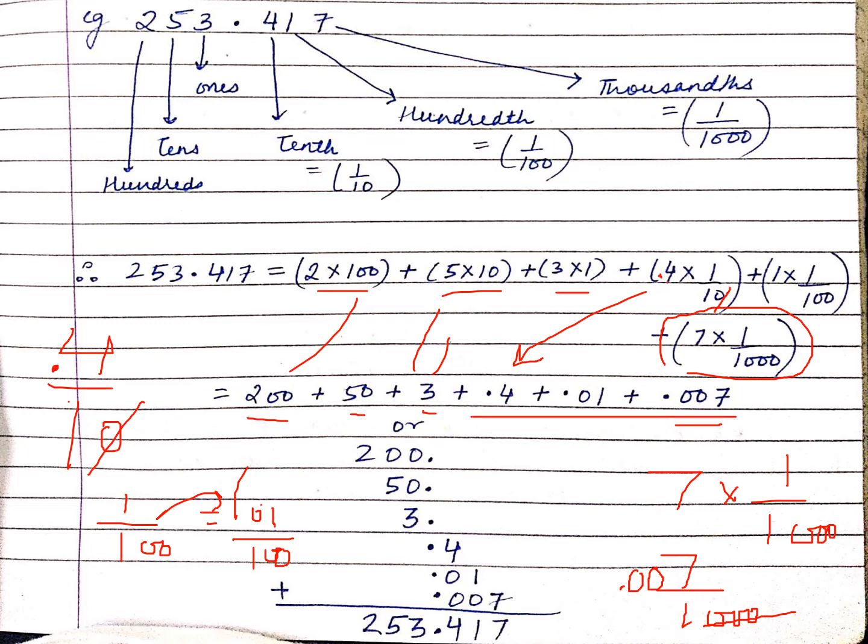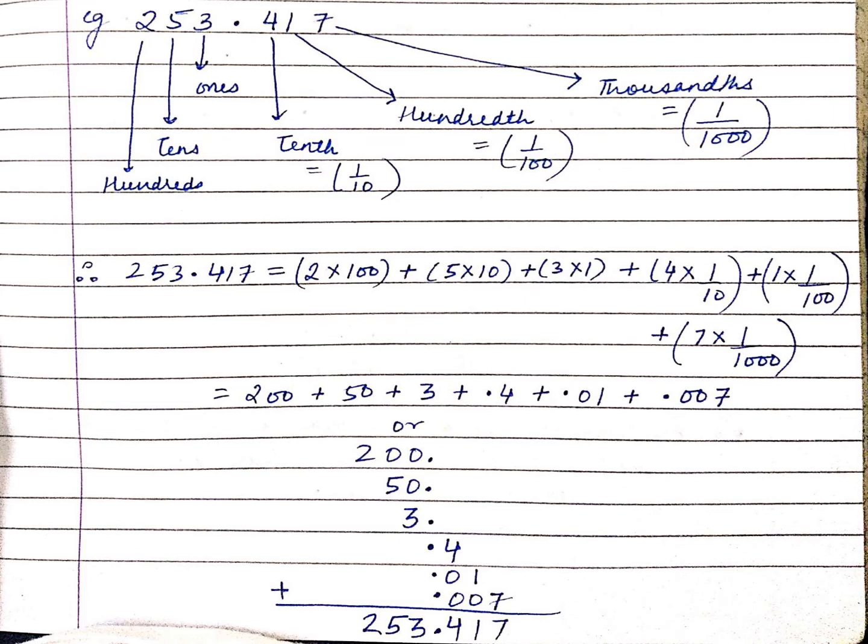After this I am writing the numbers like this: 200, 50, and 3. Then we have 0.4. So 0.4 will come to the right of the decimal like this. 0.01 to the right of the decimal, 0.007 to the right of the decimal. So we can see all decimals are in line. Whenever we are adding decimal numbers, make sure the decimals are in line. Okay. Now if you add, simply you will have 7.